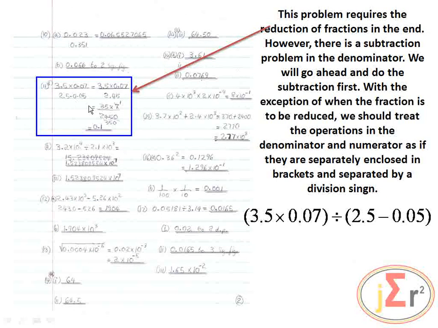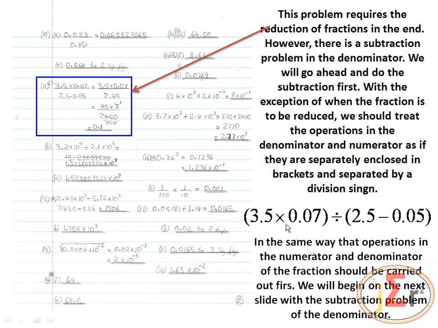And if we have items enclosed in brackets, we should really do the ones that are enclosed in brackets first. But why do we then sometimes go straight ahead and reduce the fraction? Because when we have only multiplication and division all of the operations are on the same level of importance. Therefore, we do not have to separate one from the other.